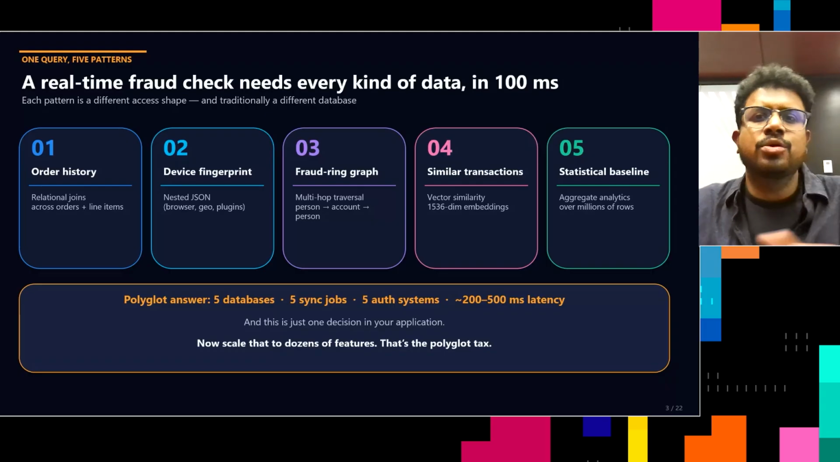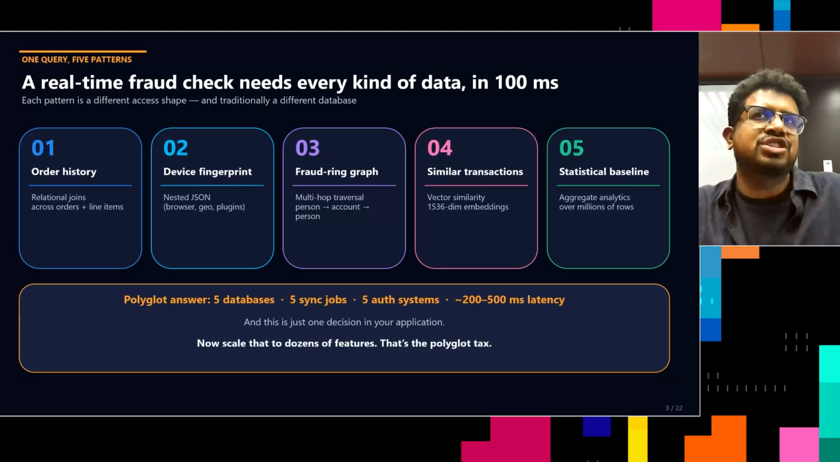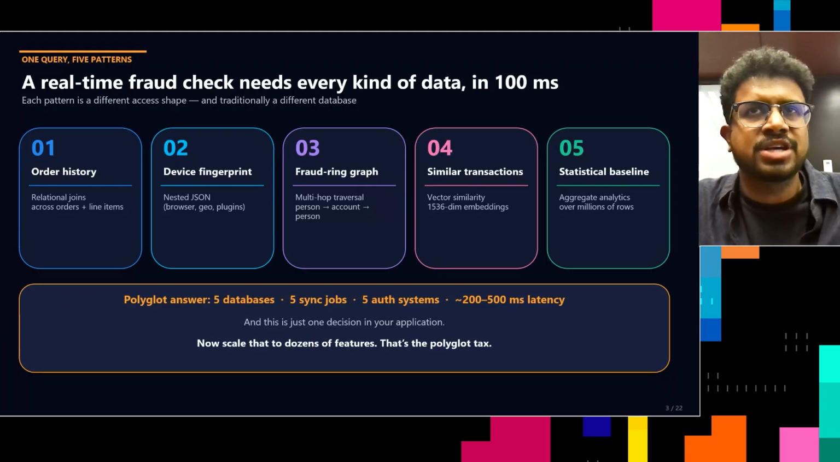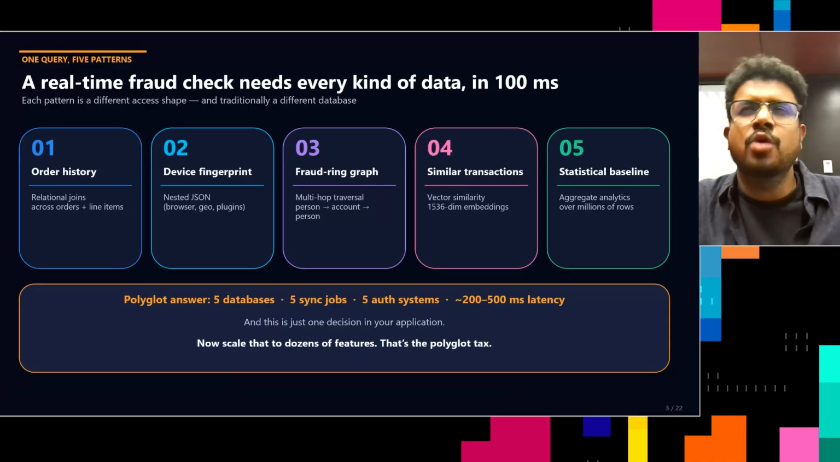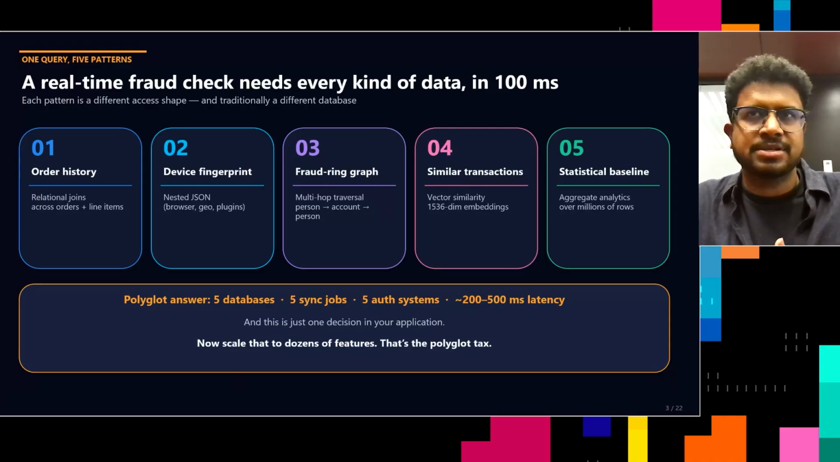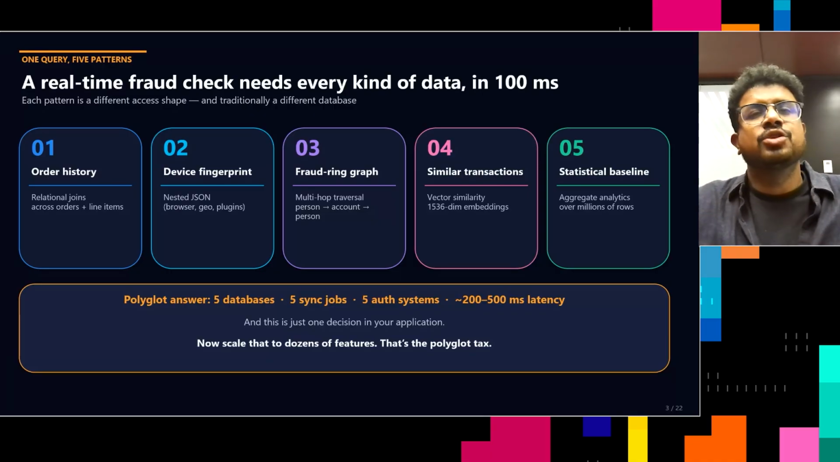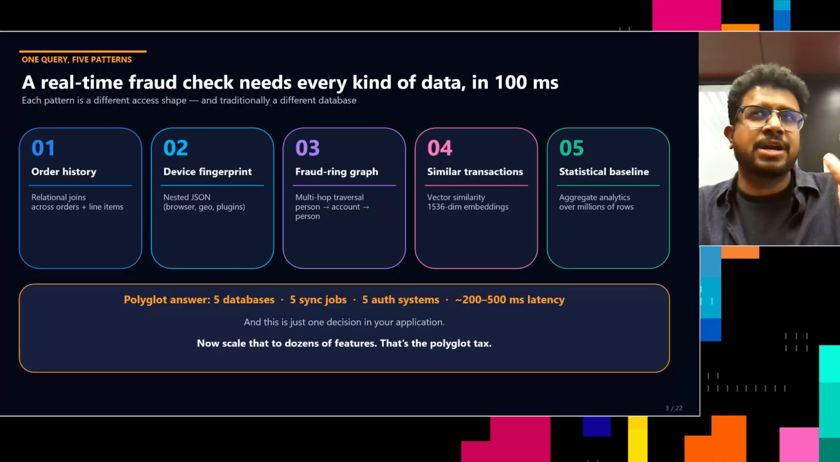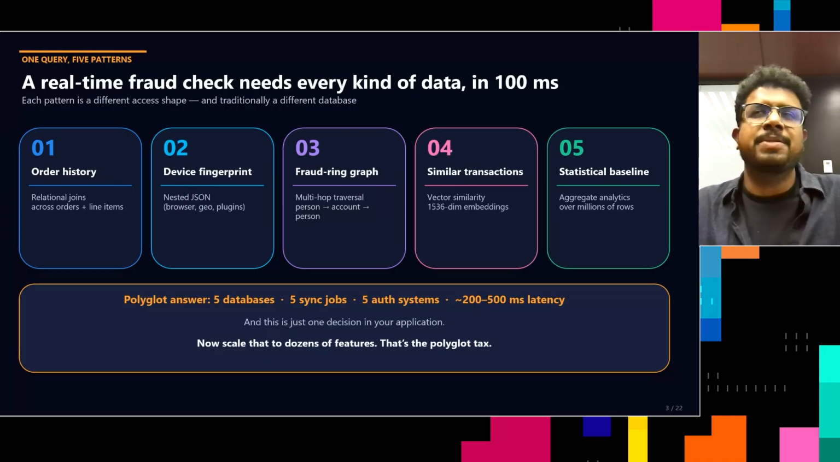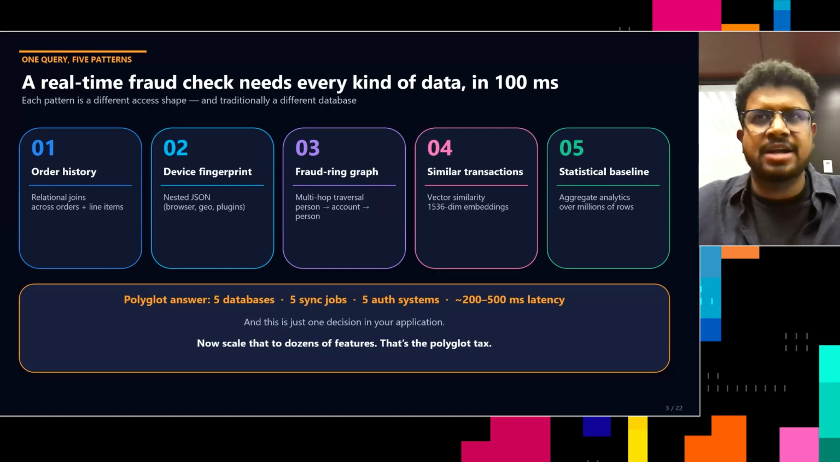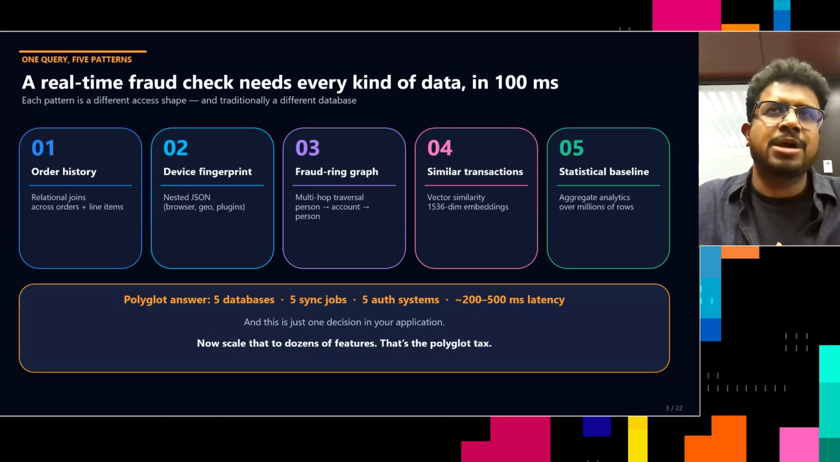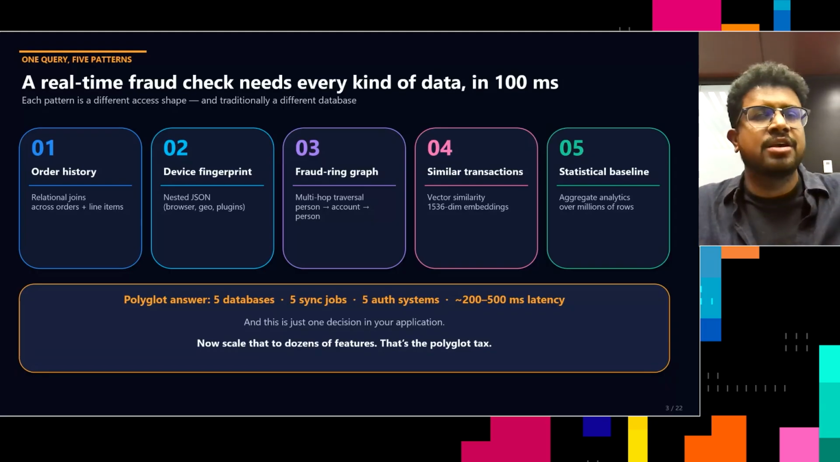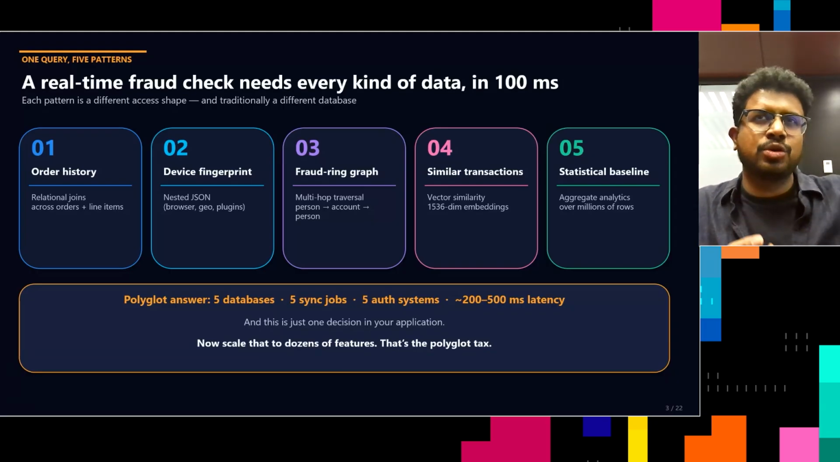Now, let's say you are building a real-time fraud check application, right? How do you typically do that with all these databases? You have a relational database for order history. You have a JSON or document database for a device fingerprint. When I say device fingerprint, is it coming from an application? Is it coming from a browser, etc.? You might use a document database for that. For detecting multiple graph relations between multiple people, you might use graph.